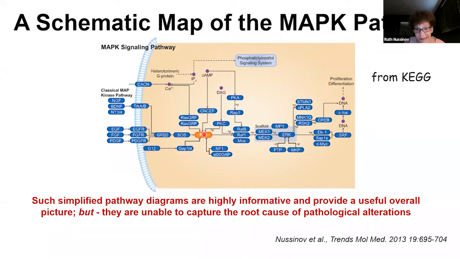We can see RAS here at the center. We see proteins that activate it with the arrow, proteins that inhibit it, proteins coming from the upstream signaling and downstream signaling. Such simplified diagrams are highly informative and provide a very useful overall picture. They take a huge amount of time and effort to construct. And I think they're very popular. I mean, lots of groups, lots of people use them, including our own group.